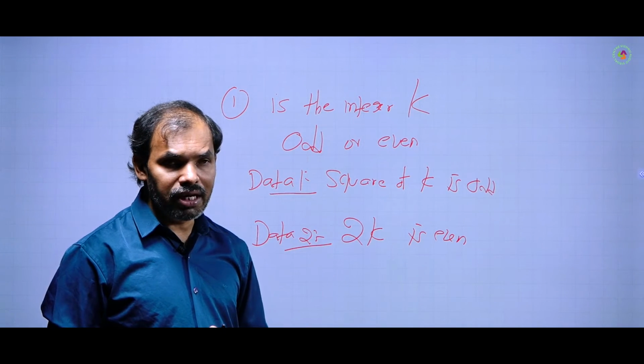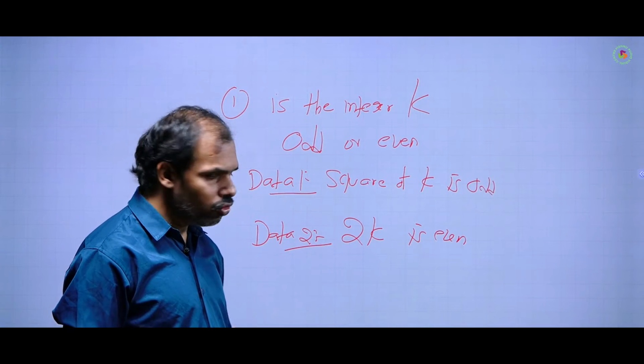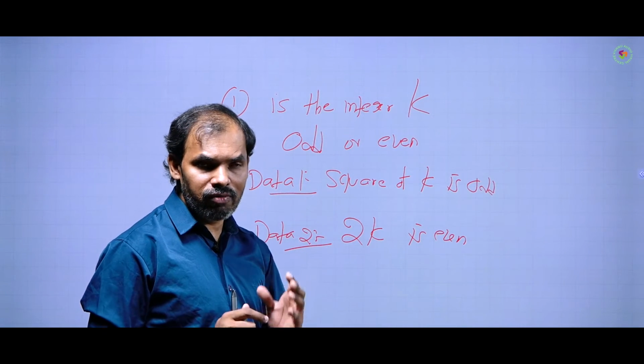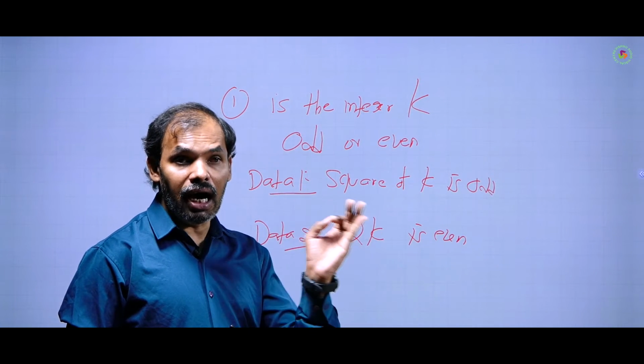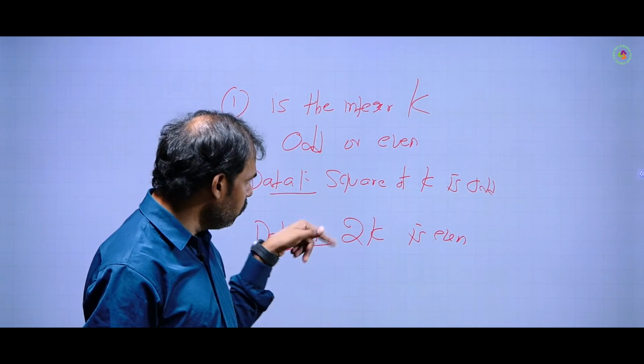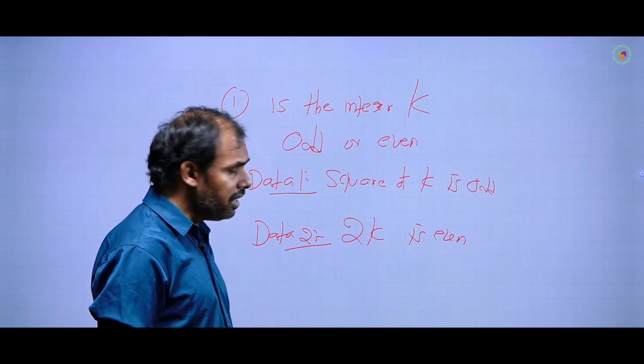Data 1, square of k is odd. Data 2, 2k is even. We don't need to find the value of k. Whether k is odd or even, you have to find out by using these 2 data. First one, square of k is odd.